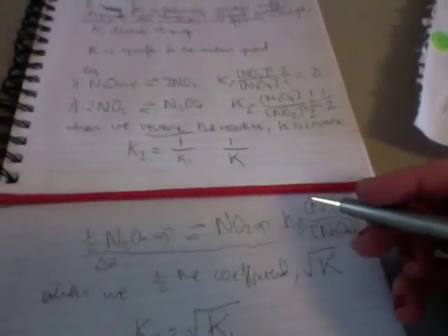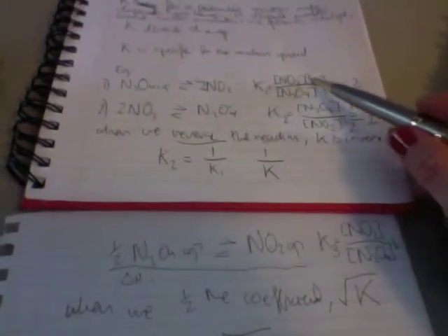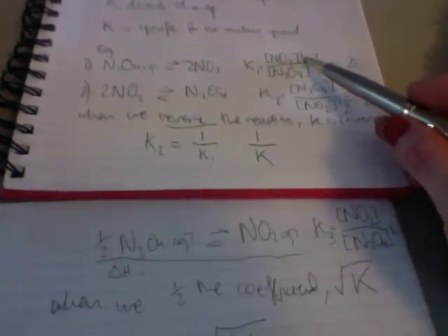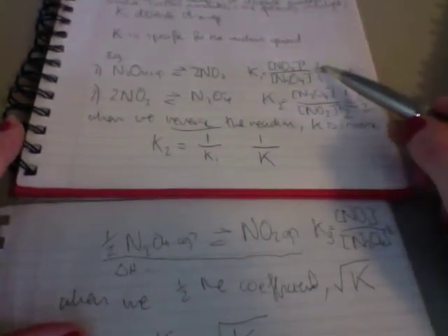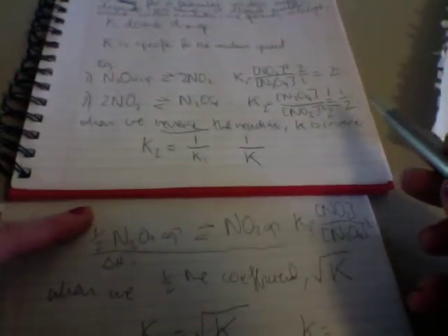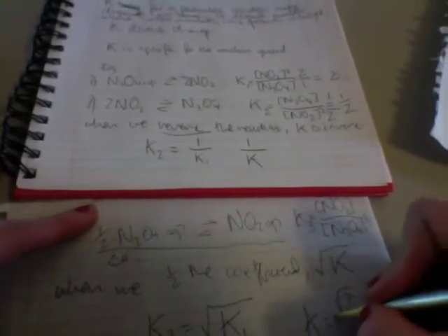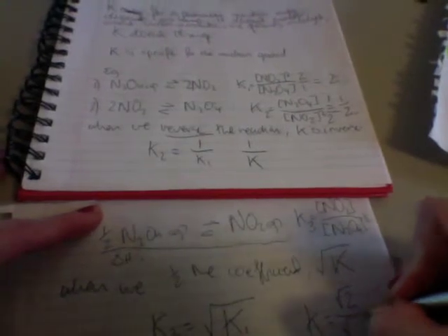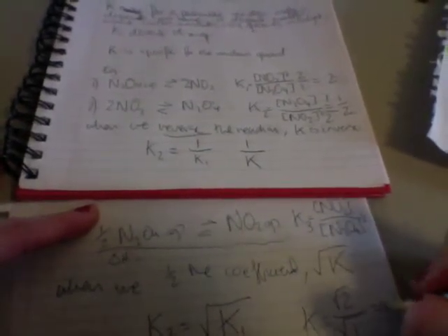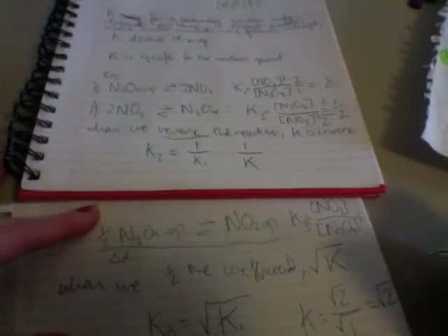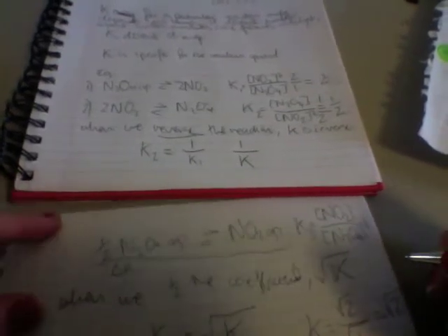Let's take a minute to process that. K1 equals 2. And let's say that we follow on with these concentrations. So K3, we'll have a concentration of the square root of 2 over the square root of 1, which equals the square root of 2. All right.